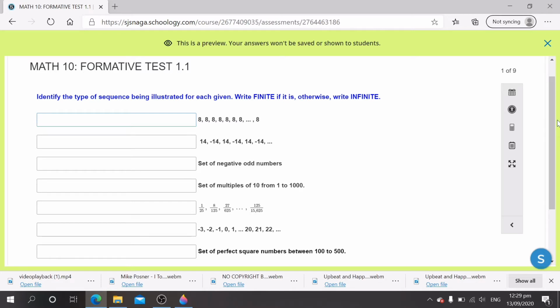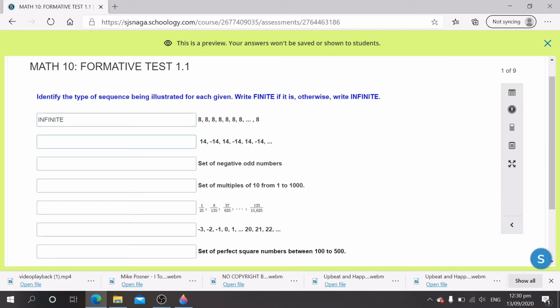So let's have the first sequence, 8, 8, 8 up until 8. Ask yourself, how many 8s do we have here? Can we count the number of 8s? Hindi natin alam kung ilang 8 meron dito. No one can justify na it's only 10, it's only 11, it's only 100, diba? So you cannot count. There's no specific number of terms here, though we all know that each term is 8.